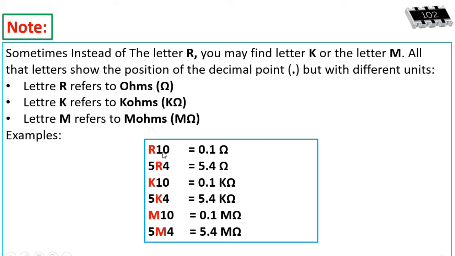Here we have R10 means 0.1 ohm because we have R. 5R4 equal to 5.4 ohm. So here we have K10 means 0.1 kilo ohm. 5K4 means 5.4 kilo ohm because we have K. And for the M10, equal to 0.1 mega ohm. 5M4 means 5.4 mega ohm.